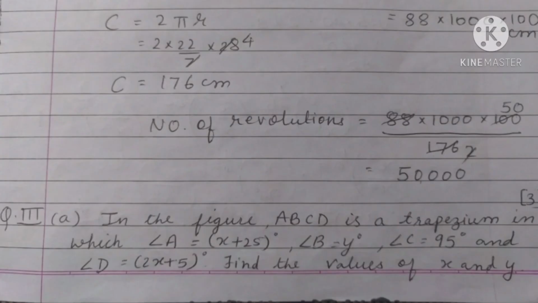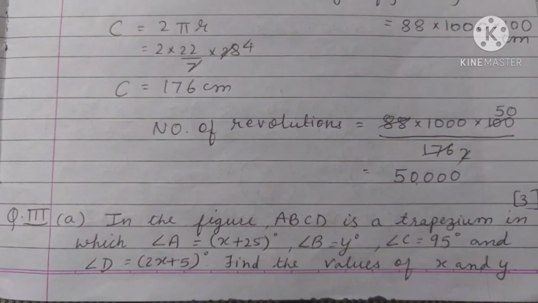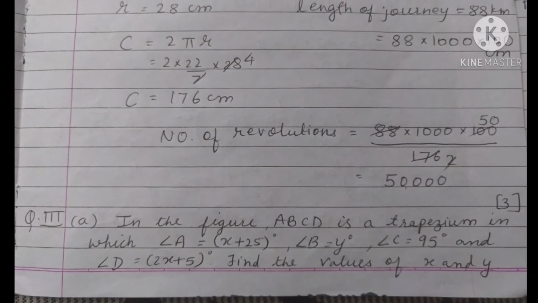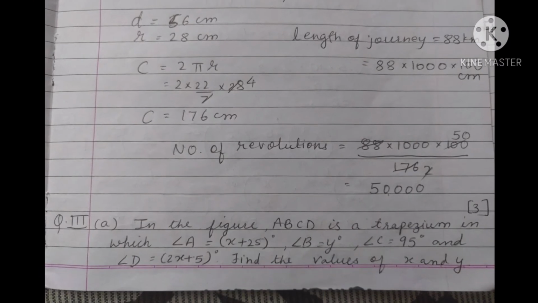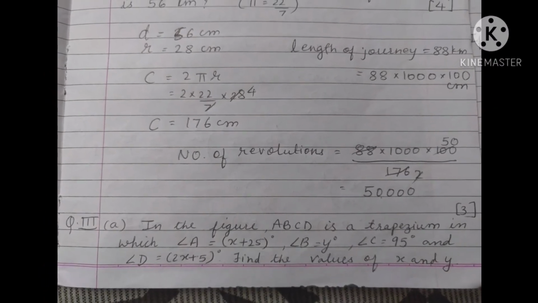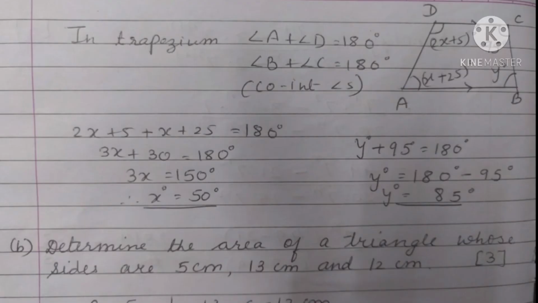Now question number 3a. In the figure, ABCD is a trapezium in which angle A is equal to x plus 25 degree, angle B is equal to y degree, angle C is equal to 95 degree, and angle D is equal to 2x plus 5 degree. Find the values of x and y. This is a 3 marks question. Now here I have drawn the figure. You can see ABCD, a trapezium, and the given angles are also marked in the figure.